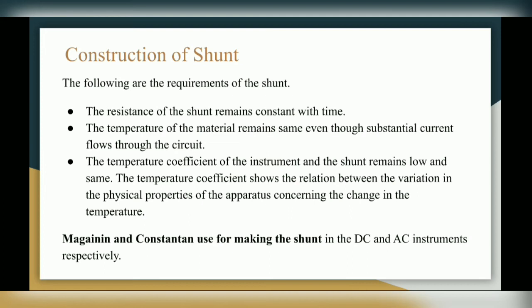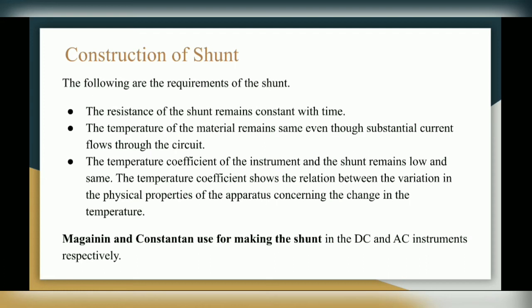Next is the construction of shunt. The following are the requirements of the shunt. The first one is the resistance of the shunt remains constant with time. The temperature of the material remains the same even though substantial current flows through the circuit. The temperature coefficient of the instrument and the shunt remains low and the same.